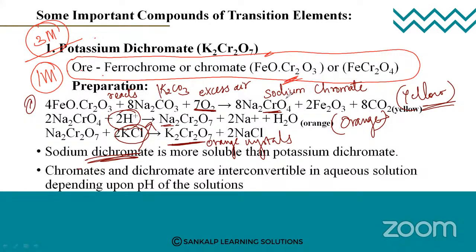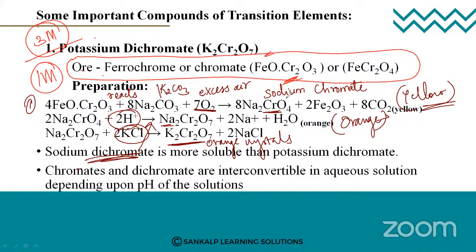Now for this yellow color solution, we are going to filter it. After filtration, I am going to add acid to that. We are going to do acidification, and the chromate is converted into dichromate. The resulting solution is orange in color. Now to this orange color solution, I'm going to add potassium chloride solution, and the sodium dichromate is converted into potassium dichromate and NaCl. Then on cooling, the solution is converted into crystals of potassium dichromate.